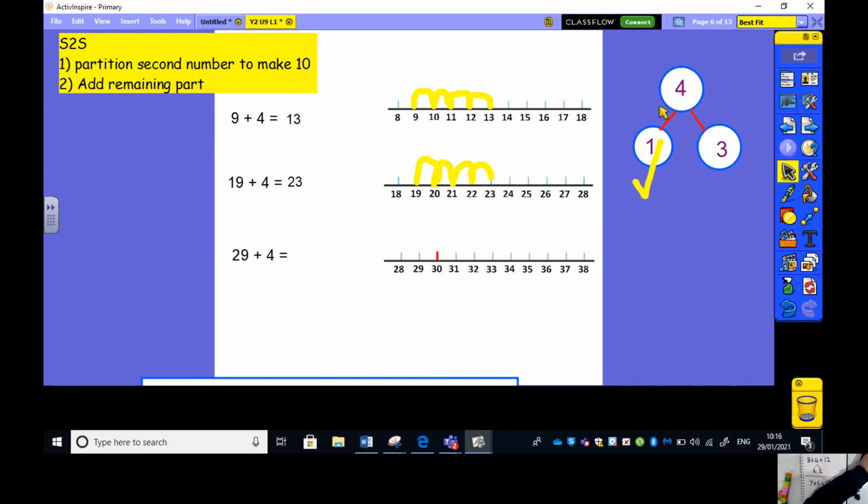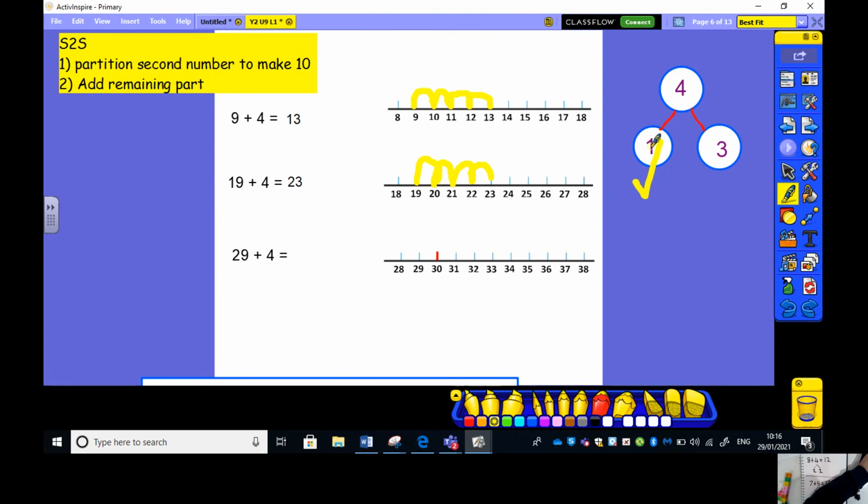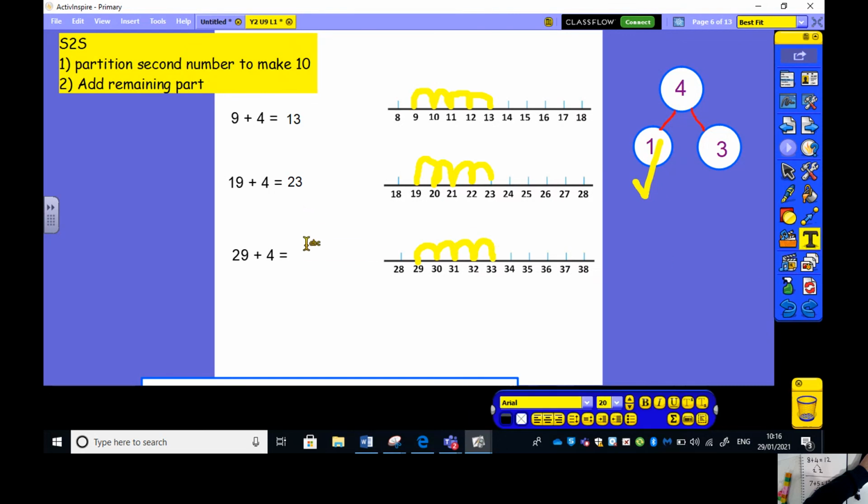So I'm going to partition 1 out of the 4. But that means I still have the extra 3 here. So now I can add my first part to make a multiple of 10. And then I add the remaining part. So 29 add 1 is 30. But I still need to add on 3. 1, 2, 3. Therefore, 29 add 4 is equal to 33.